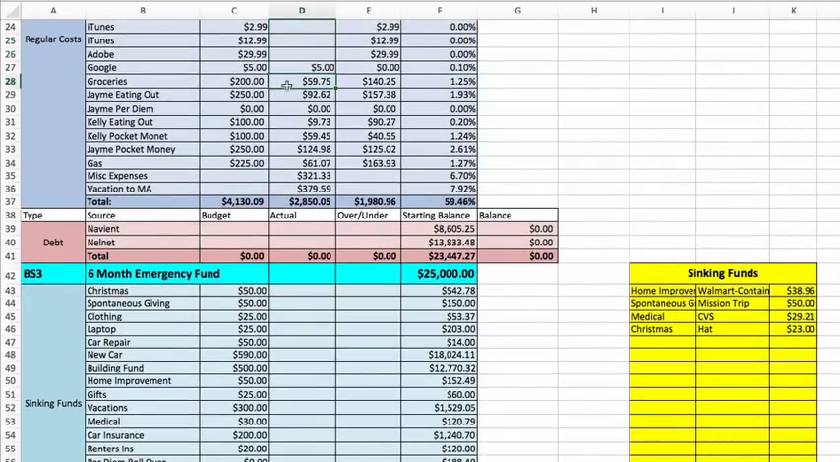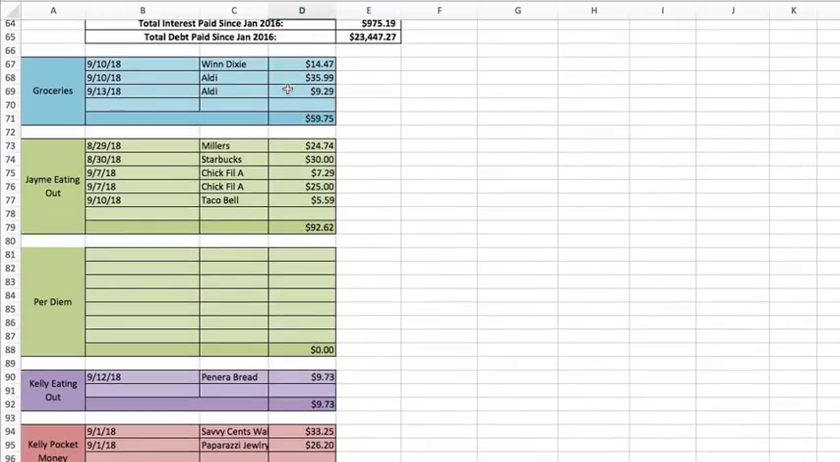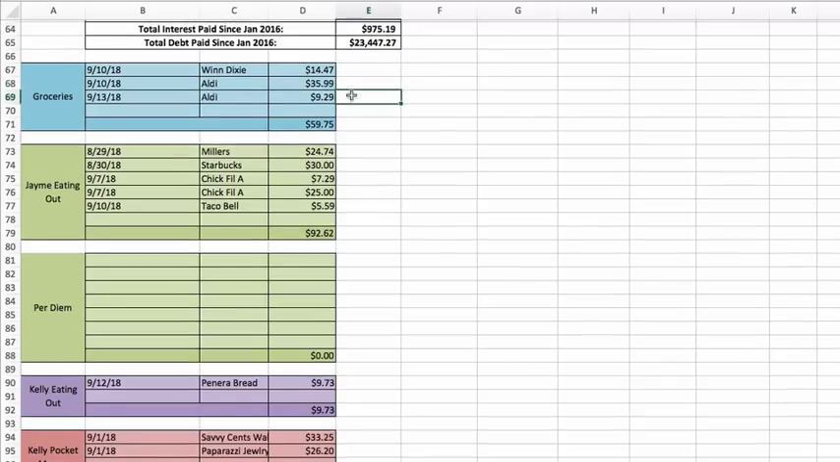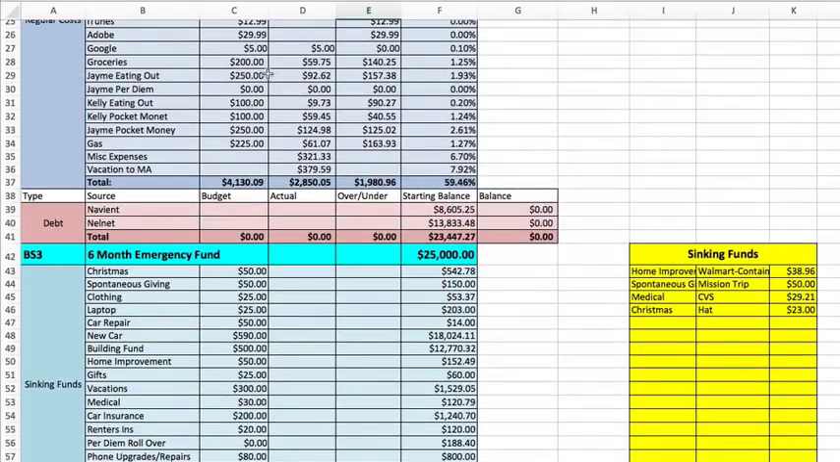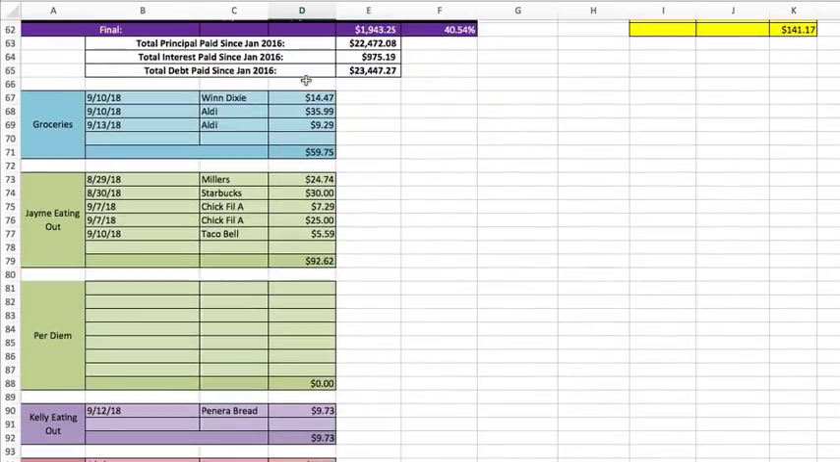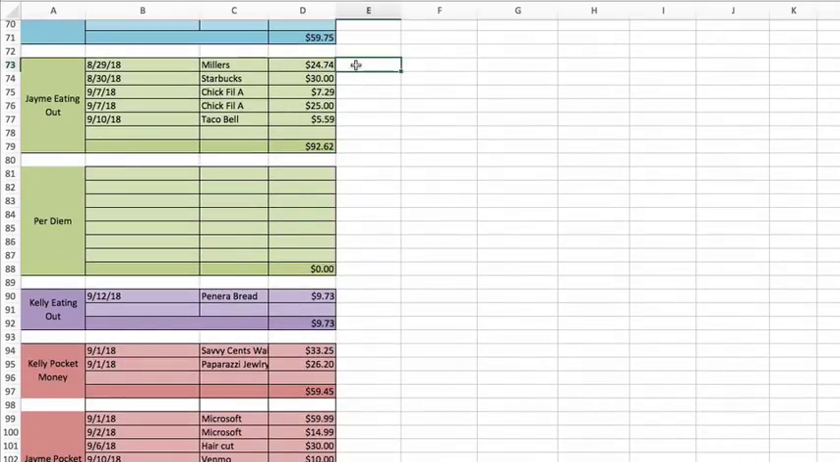Groceries, it was a short month this month so far because we were out of town for the first week. So I did one mystery shop at Winn-Dixie that I'm going to get $9 reimbursement for. And then I spent $14.47. And then two little trips to Aldi, $35.99 and then $9.29. Next is Jamie eating out. He spent a total of $92.62 at Miller, Starbucks, Chick-fil-A, and Taco Bell.